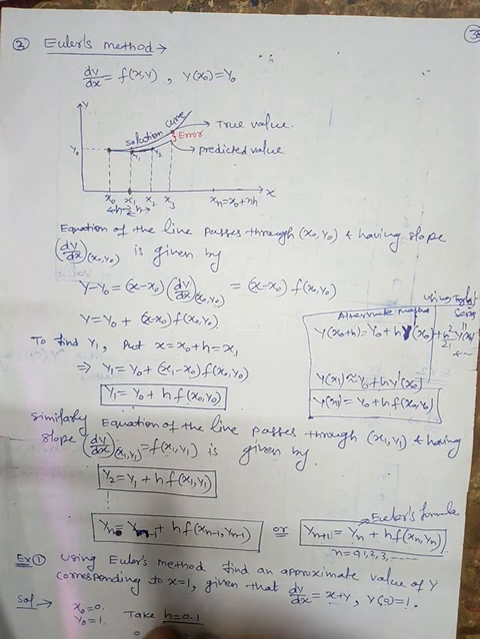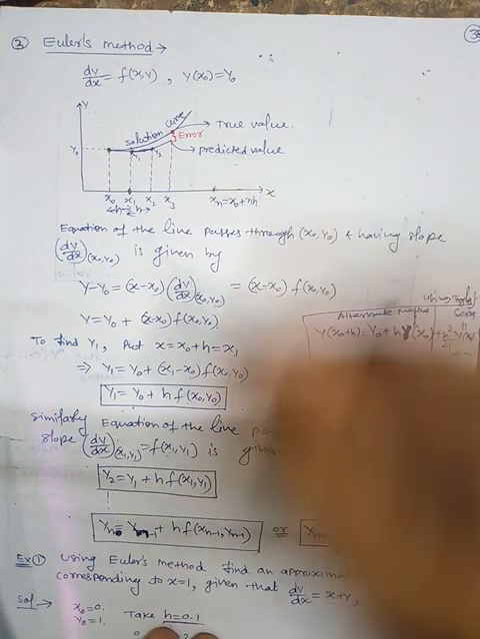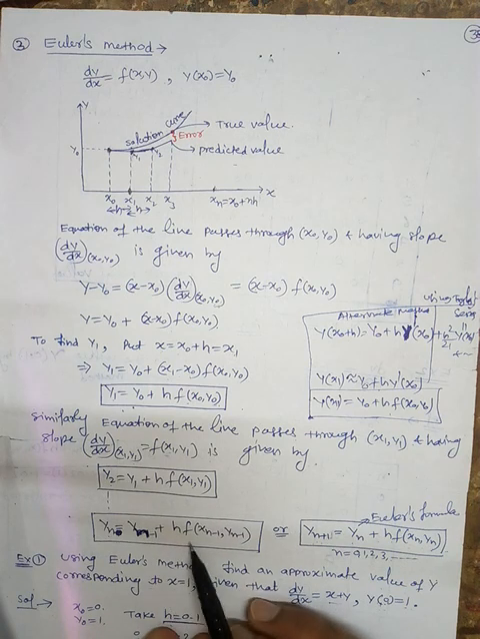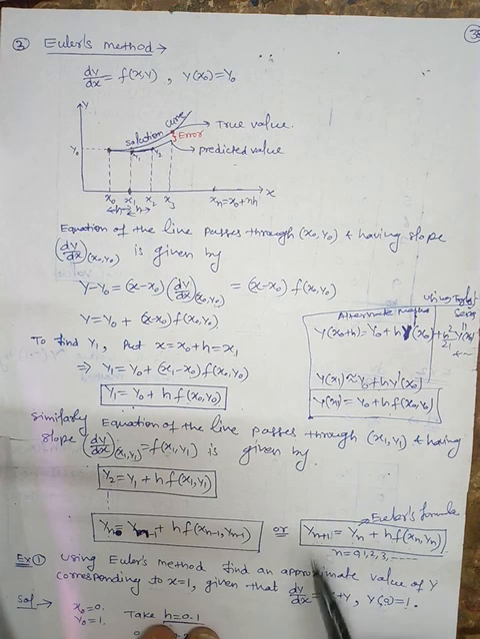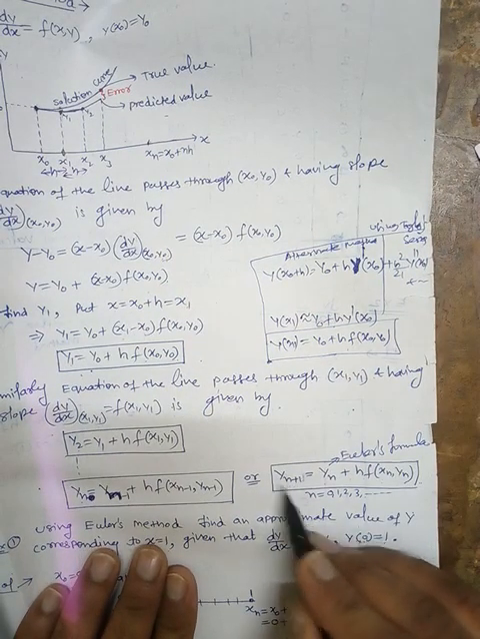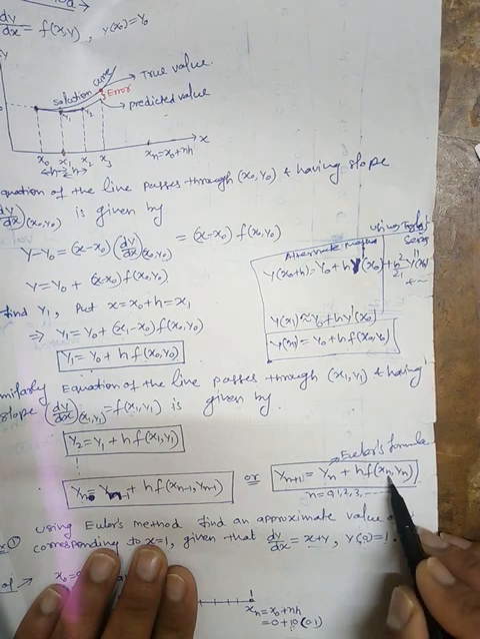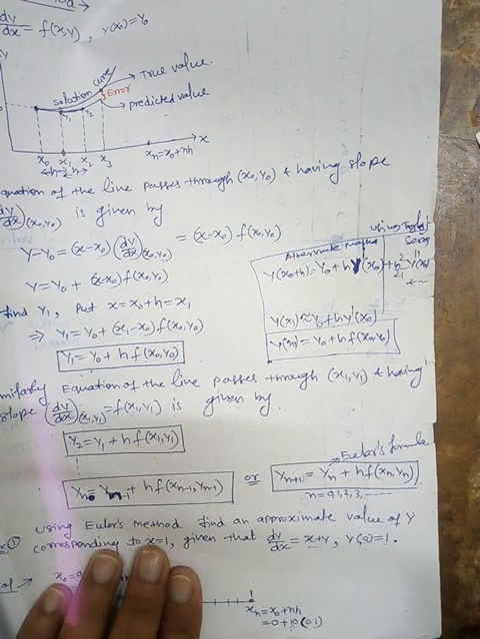Similarly, to find the value at yn, yn is nothing but yn minus 1 plus h f of xn minus 1, yn minus 1. Or we can rewrite this as yn plus 1 equals yn plus h f of xn, yn, where n is 0, 1, 2, 3, and so on. And this is known as Euler's formula.